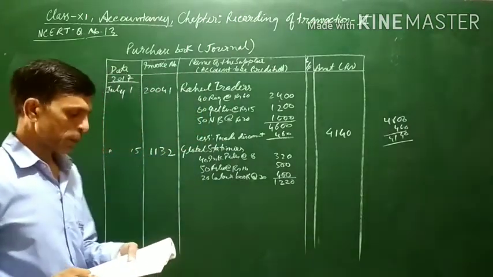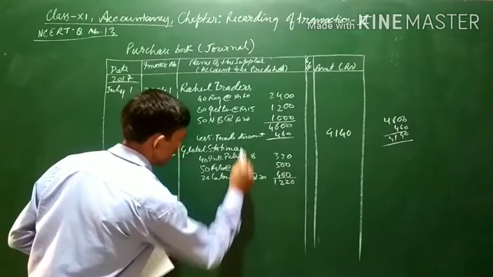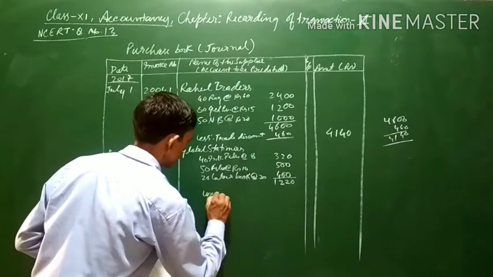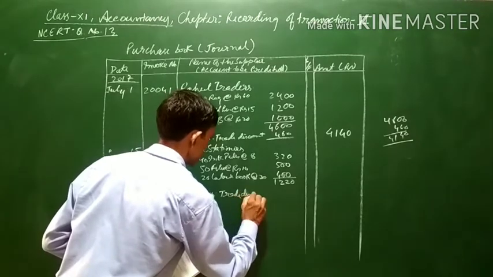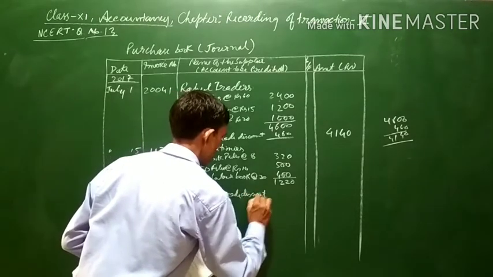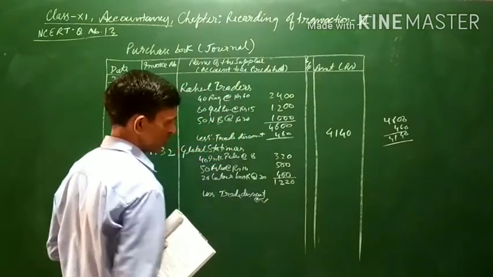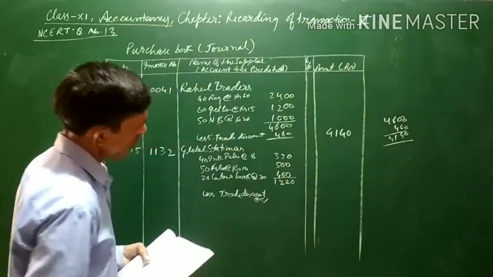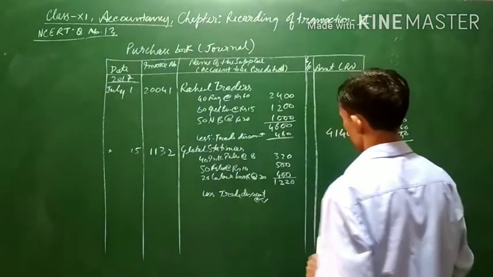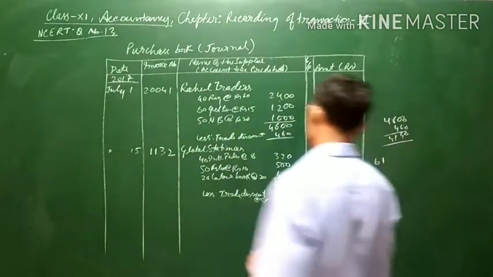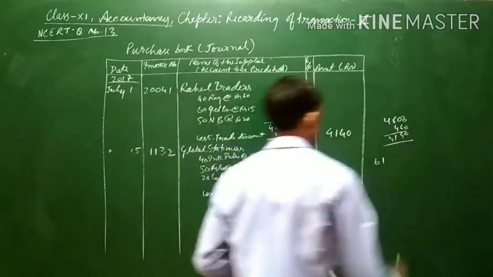Now 5% trade discount is there. So trade discount will be deducted just like the previous one, less trade discount at the rate 5%. It will come to 61 rupees. 61 will be the trade discount.